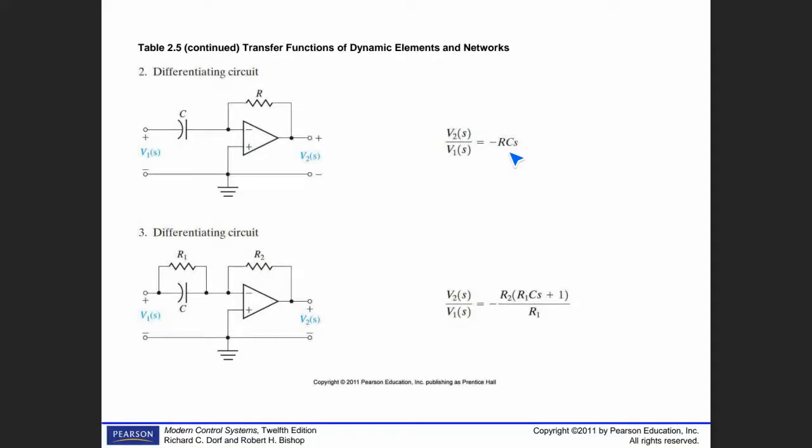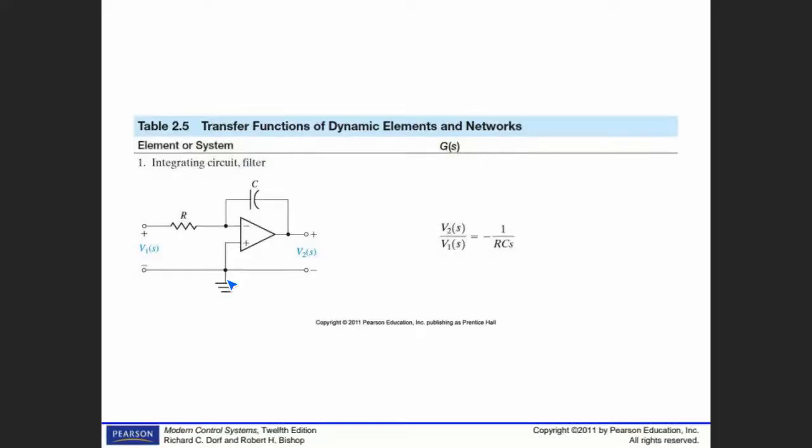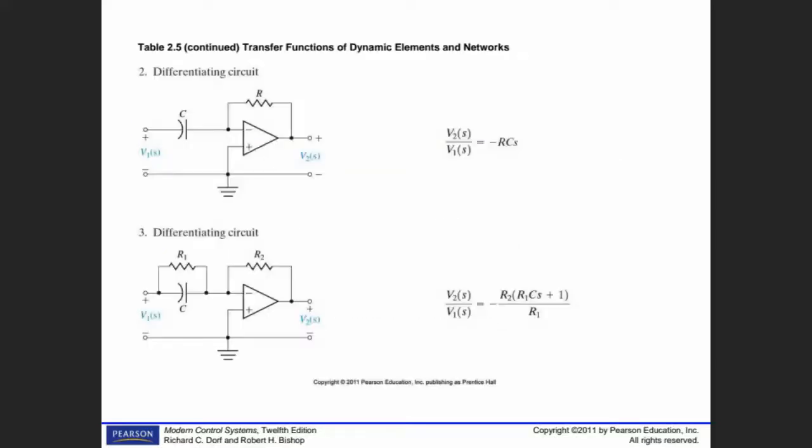What's the difference, the other one? For the early one, C was here and R was there. When you replace those, if you put R here and C over there, you get minus RCS. These are also inverting, by the way. Inverting means getting opposite polarity. Okay, minus 1 over CR.